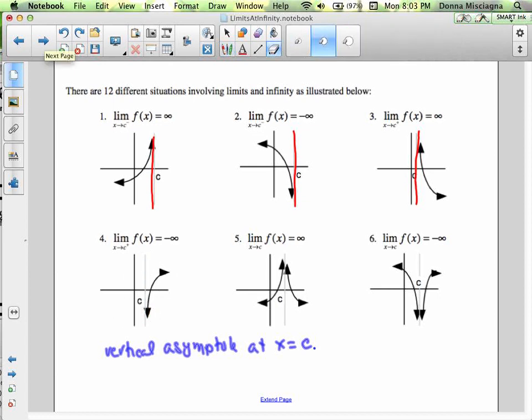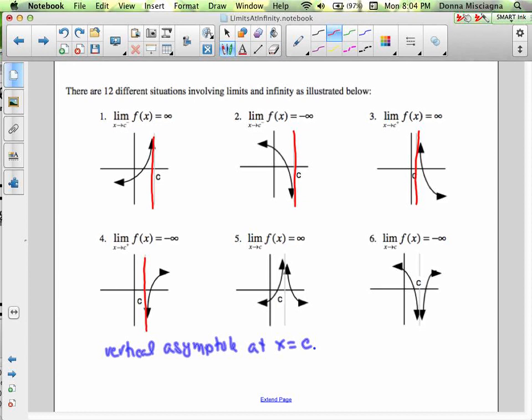So if you can't see these very well in your notes, then just feel free to darken those up. There's our vertical asymptote, right? So here we have an example of a limit as x approaches c from the right-hand side of f of x, where our limit is negative infinity.